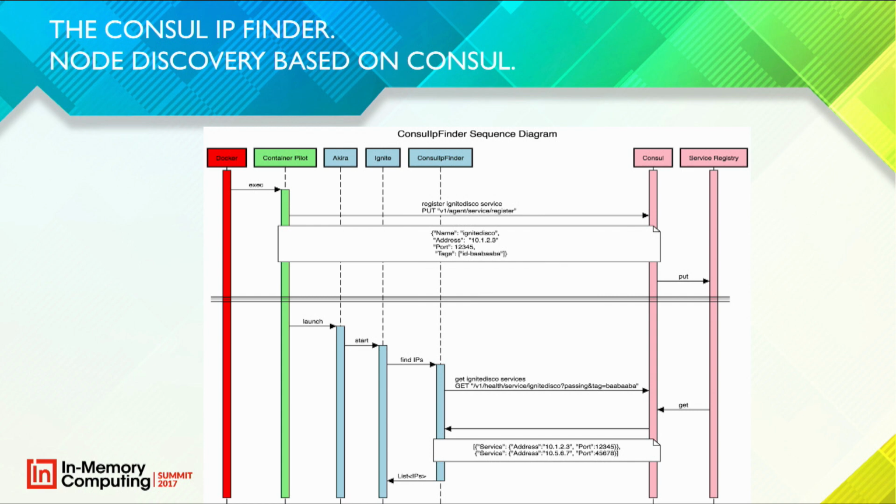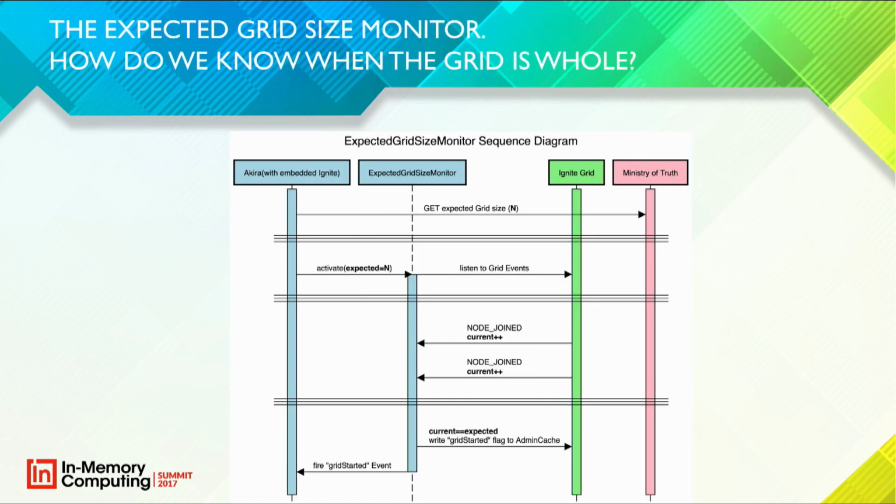And it looks in its registry, builds that list, sends them back to us, and then we decompose it and send it off to Ignite, and we get our list of seeds. The next thing we had to build to make the room fit together was an expected grid size monitor, because we prime these caches, and so we need to know when the thing's ready to be used. And none of this is built into Ignite. So we built this expected grid size monitor so we know when we're whole.